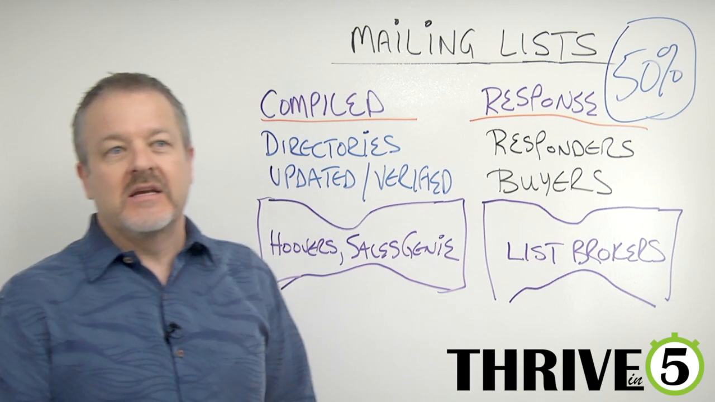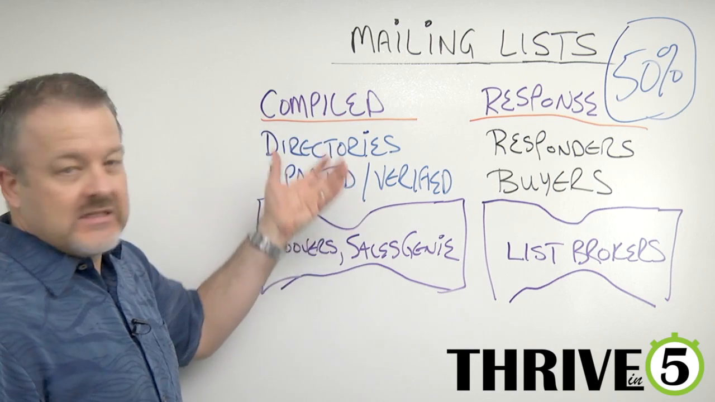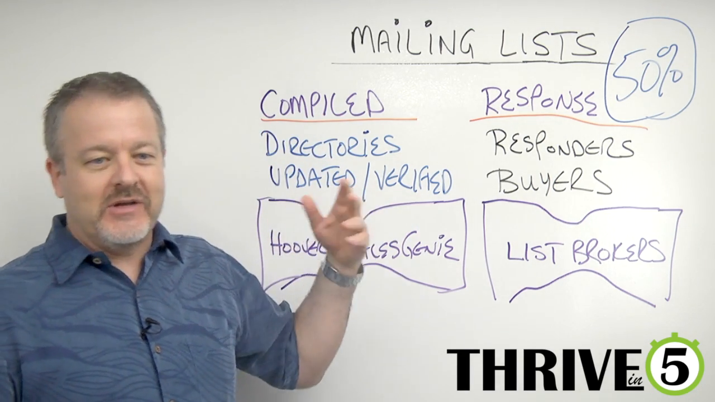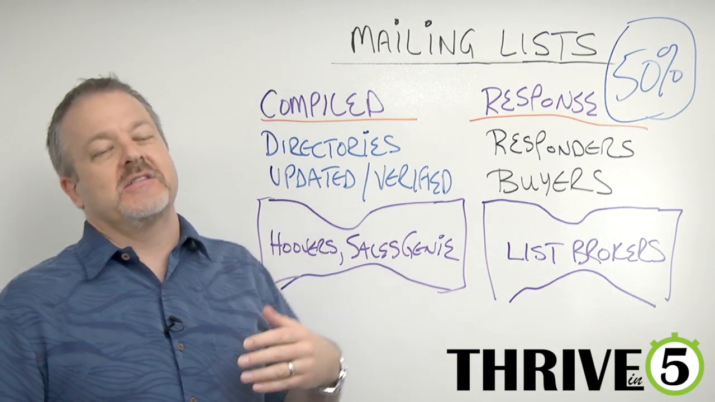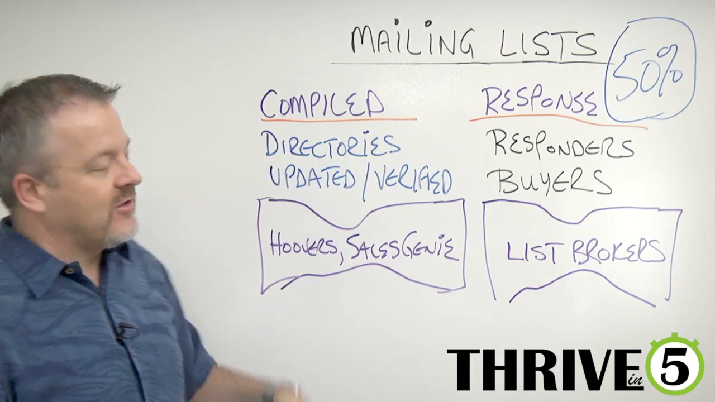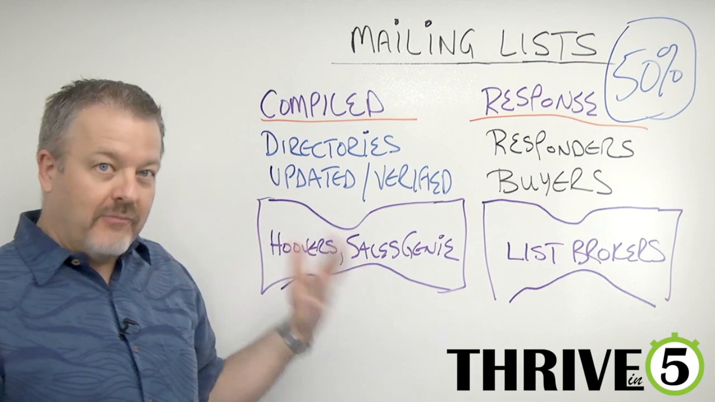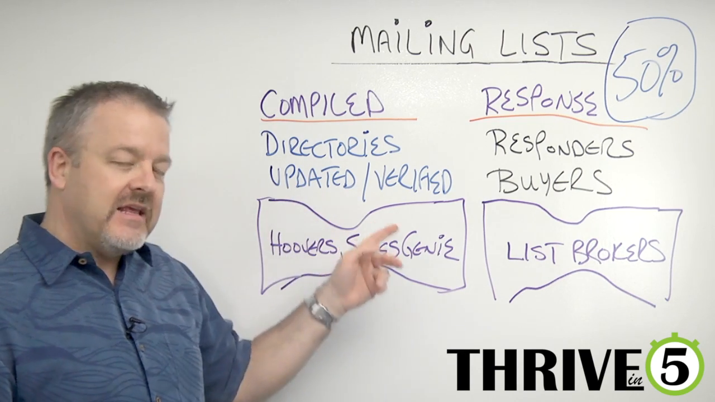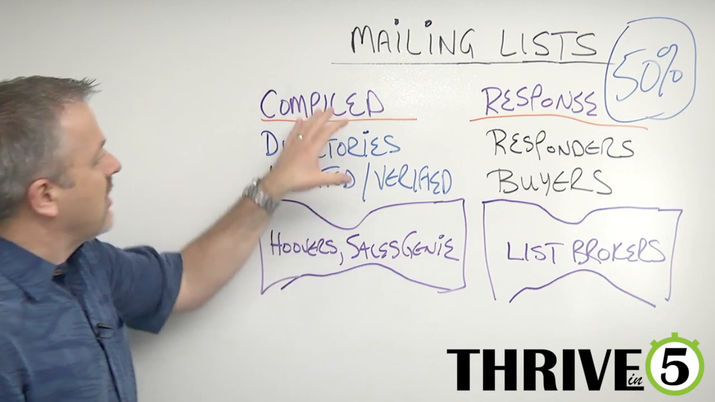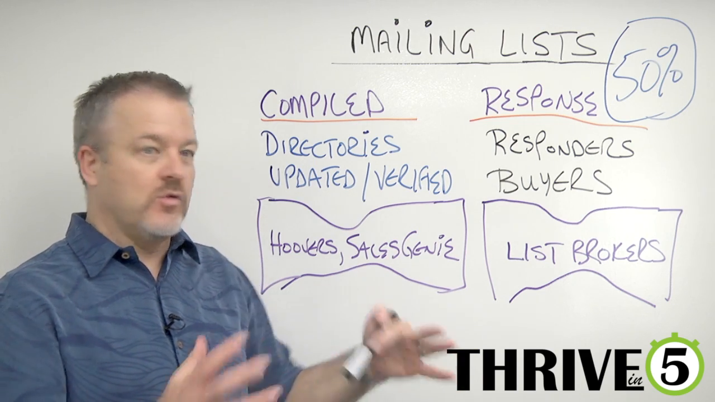A compiled list is what happens when list companies go into directories: white pages, yellow pages, web directories, things like the Better Business Bureau. They go to these directories and pull a list, they compile it. And a lot of companies today are actually updating and verifying that list through phone calls. So compiled lists are really lists pulled from a variety of sources and put together into a bigger list.